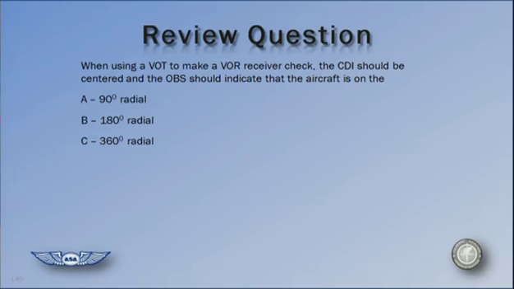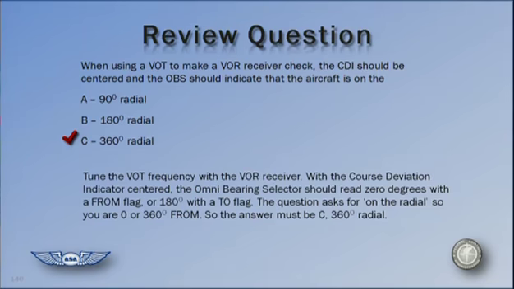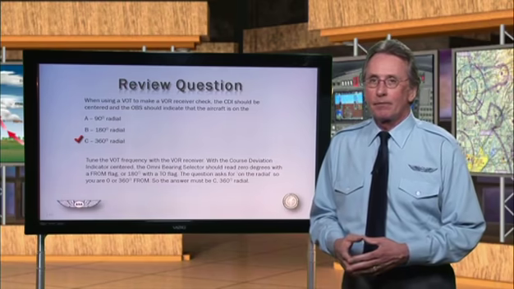When using a VOT to make a VOR receiver check, the CDI should be centered and the OBS should indicate that the aircraft is on which of these radials? The answer then is C. Tune the VOT frequency with the VOR receiver. With the course deviation indicator centered, the Omni bearing selector, or OBS, should read 0 degrees with a from flag or 180 degrees with a to flag. The question asks for on the radial, so you are 0 or 360 degrees from. So the answer must be C, 360 degrees radial.